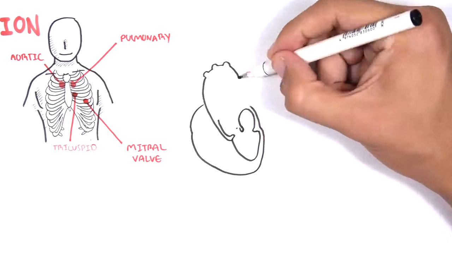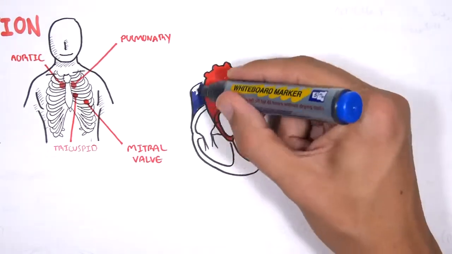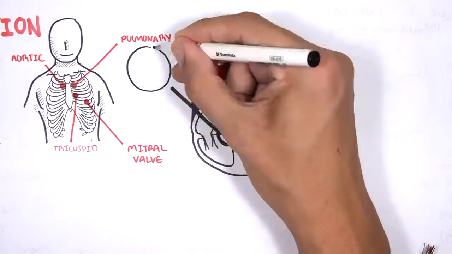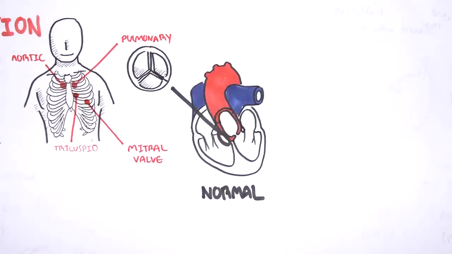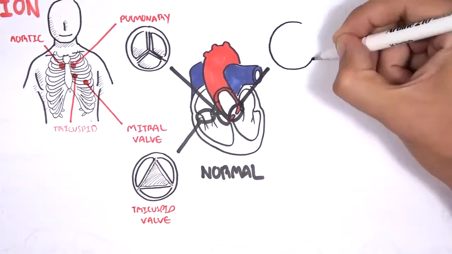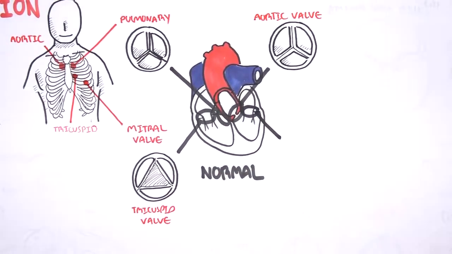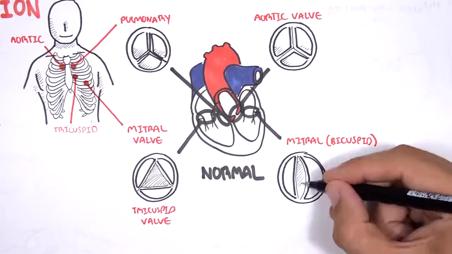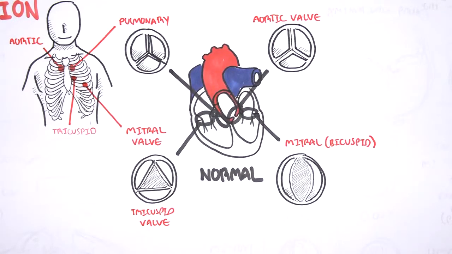Looking at a normal heart, we can see it has 4 valves. The pulmonary valve is made up of 3 leaflets, the tricuspid valve 3 leaflets, and the aortic valve 3 leaflets as well. The mitral valve has 2 leaflets. Out of all the valves, the mitral is normally the only valve with 2 leaflets, and that is why it is called a bicuspid valve.